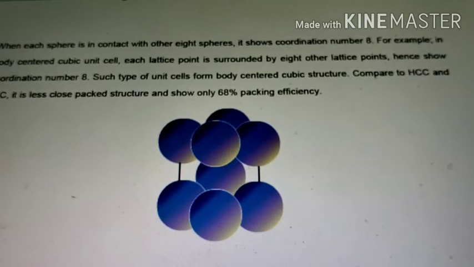In the case of a body centered cubic structure, 4 corner atoms at the top and 4 at the bottom surround the body centered atom. So hence the total number of atoms is 8. So the coordination number is 8.